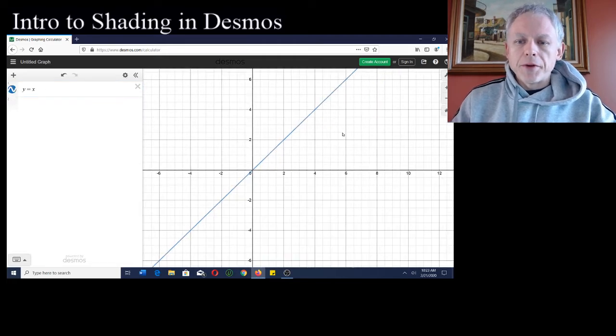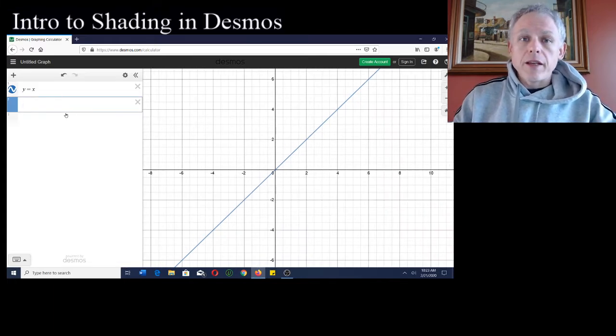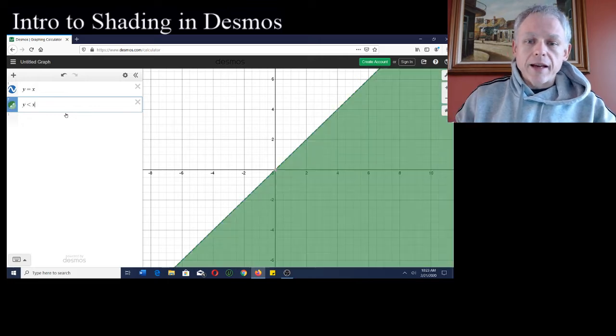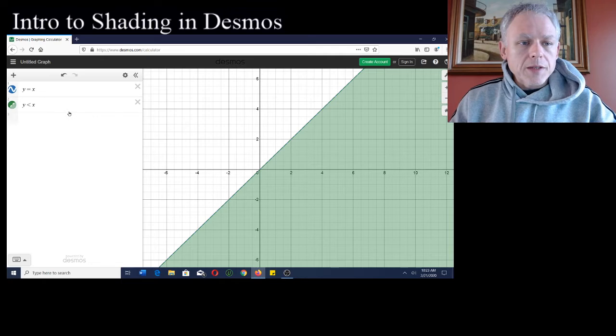Now let's say we want to shade everything below the line y equals x. So here's what we're going to do. We are going to type in the inequality y less than x. So what does that mean? Desmos is shading in the solution to this inequality, y is less than x.